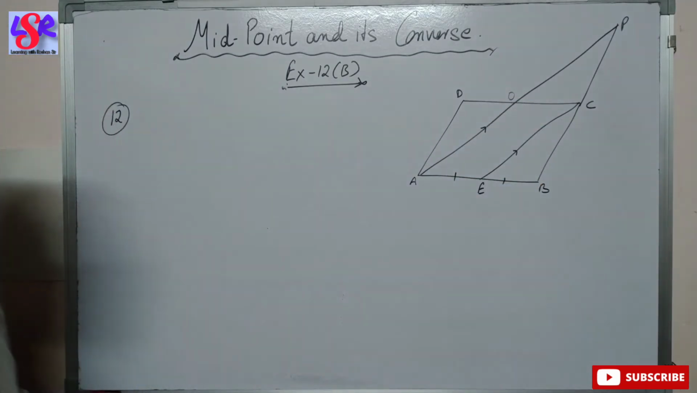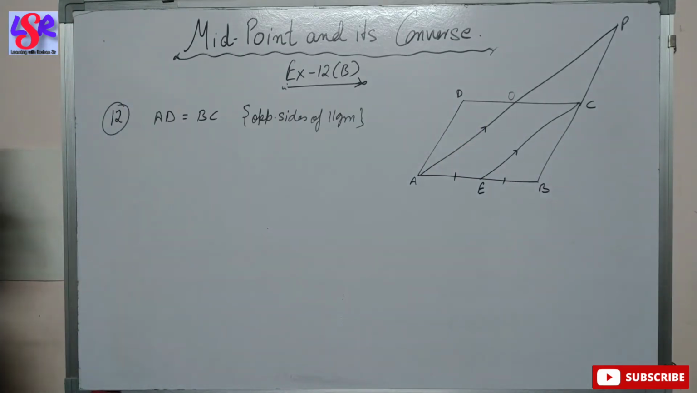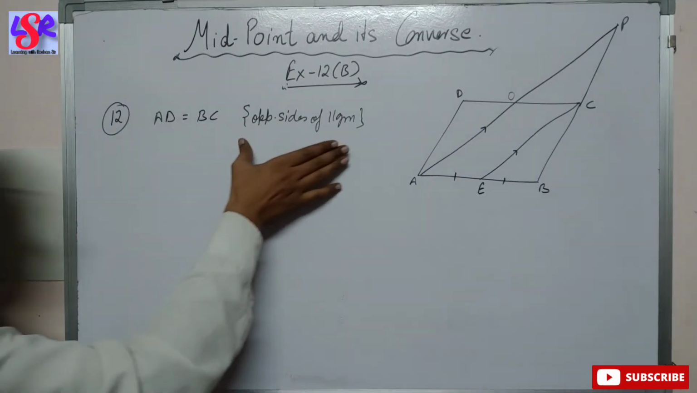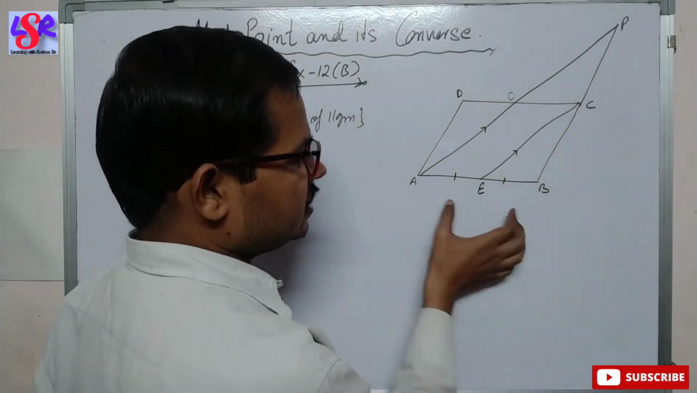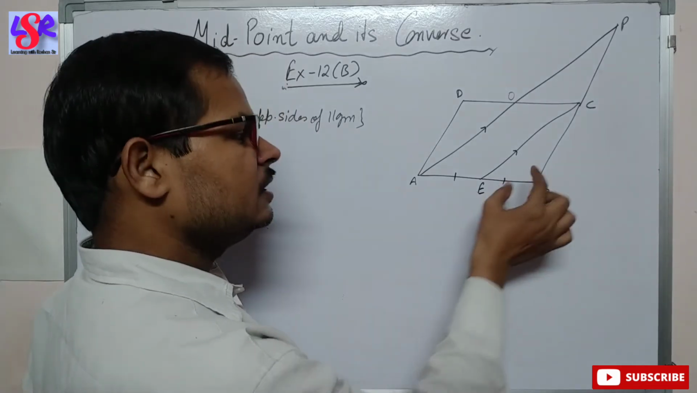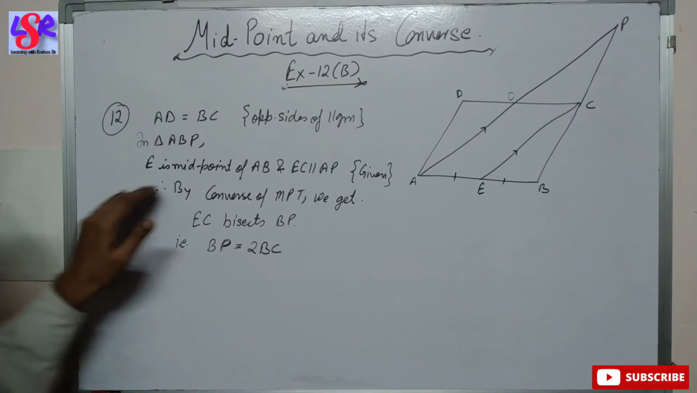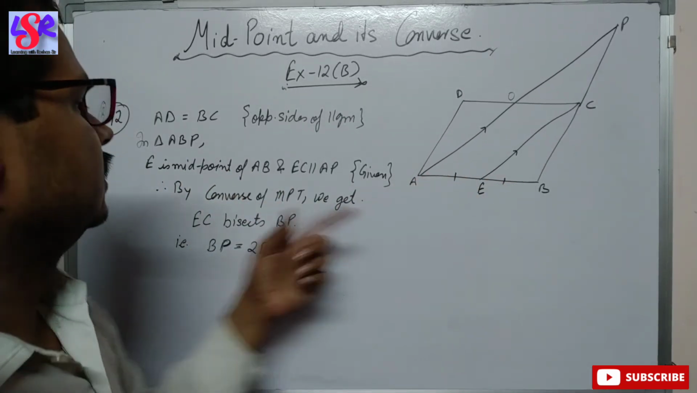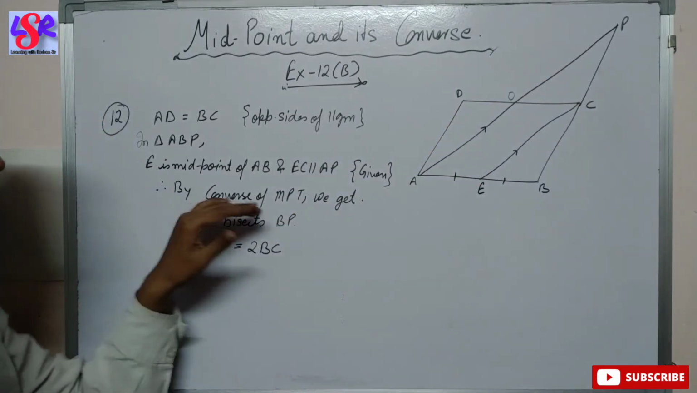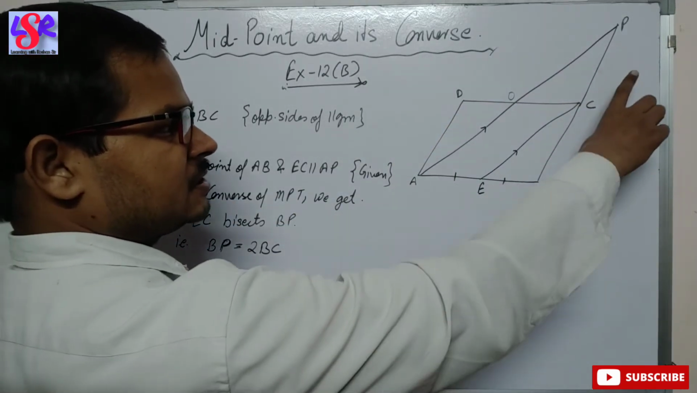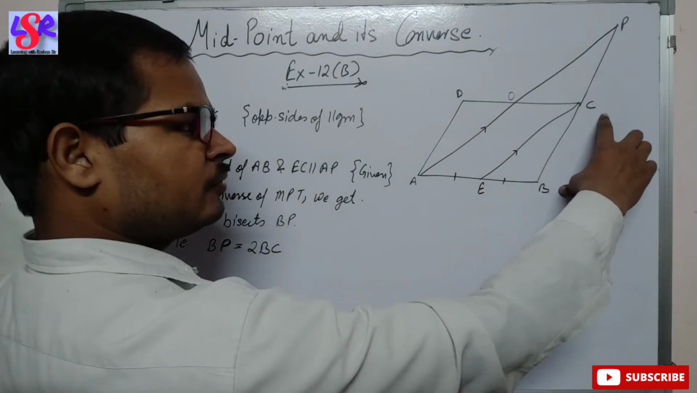So here, first of all, we are going to write this AD equals to BC as opposite sides of parallelogram. Now after getting this, we are going to take the triangle ABP, in which E is the midpoint of AB and EC is parallel to AP. Now in triangle ABP, we have got E is a midpoint of AB, which is given to us. Then EC is parallel to AP, which is also given to us. So by converse of midpoint theorem, we have got EC bisects BP, and if it bisects, this means this BP is twice of BC.